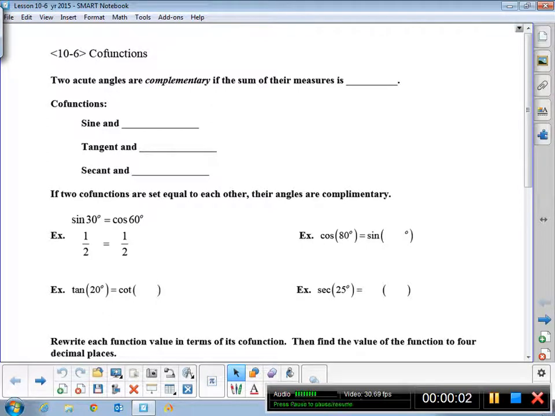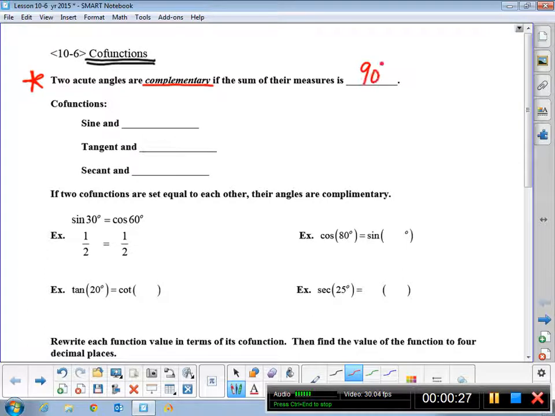This is our last section for Chapter 10, and the title of the lesson is Cofunctions. So the first line takes us back to a vocabulary word from geometry. Two acute angles are complementary if the sum of their measures is 90 degrees.